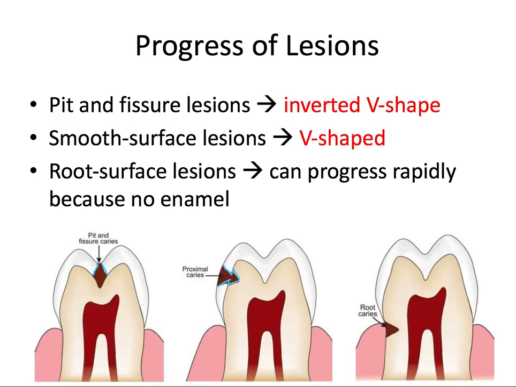And lastly, we have root surface lesions over here on the right. And as we talked about, they can progress rapidly because there's no enamel. It's a V shape, just like the smooth surface lesion, as the root surface is also a smooth surface. And again, we talked about the critical pH being much higher, hence why it can progress so much quicker.